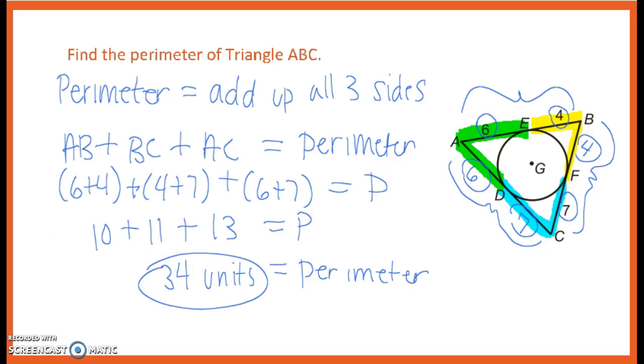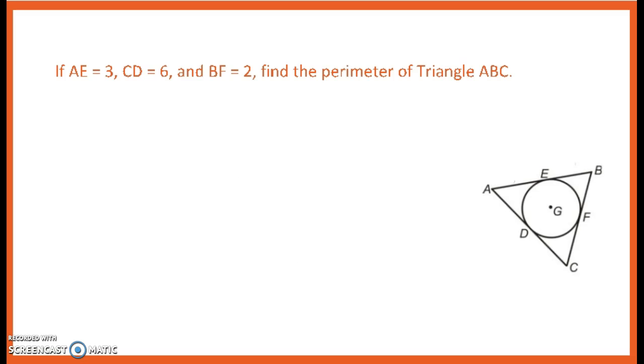All right, let's do one more. We want to find the perimeter of triangle ABC again. They tell us AE is 3. They tell us CD is 6. And they tell us BF is 2.